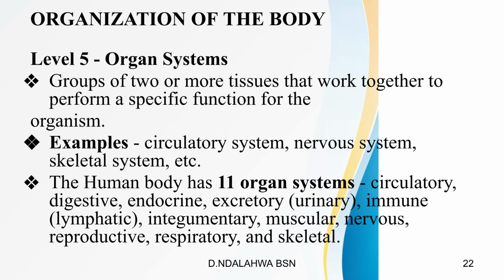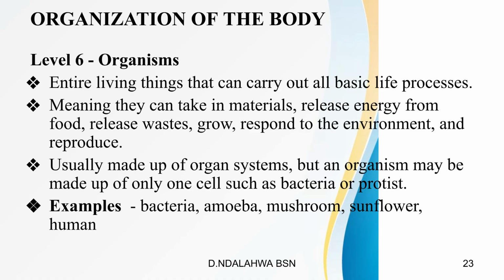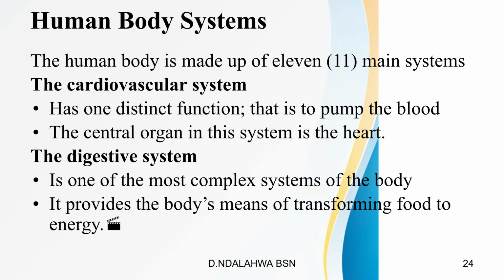Level 5 is organ systems, groups of 2 or more tissues working together for a specific function for the organism. The human body has 11 organ systems, including the circulatory, nervous, and skeletal systems. Level 6 is organisms, entire living things that can carry out all basic life processes, such as taking in materials, releasing energy, growing, and reproducing. Organisms are usually made up of organ systems. The human body is made up of 11 main systems.